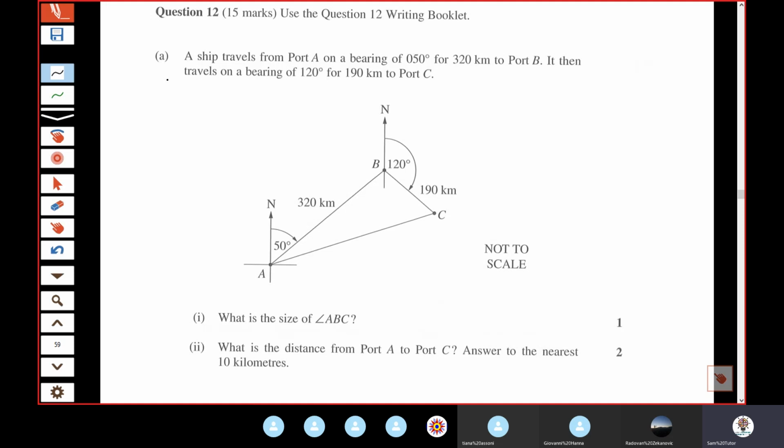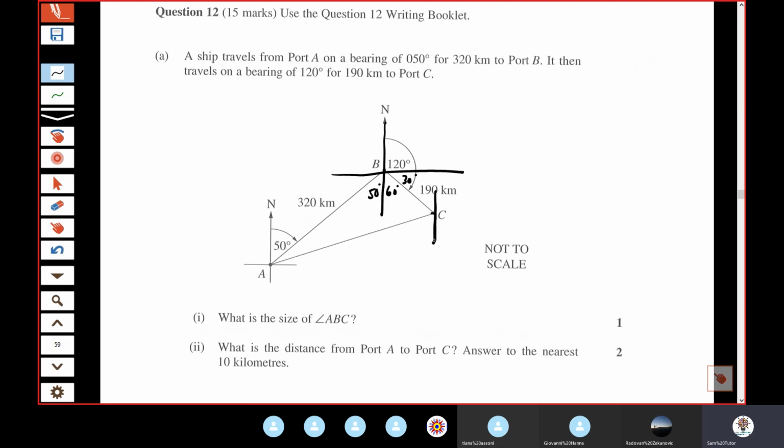Okay, my turn. Let's see how you went. A ship travels from port A on a bearing of 50 degrees for 320 kilometers to port B. It then travels on a bearing of 120. I will draw that. I know that means that's 30 degrees, and obviously this is 60 degrees. I know that's 50, so I know that's 50. See how this is always, if you guys have seen my working out, every single time I've done this, it's always been the same thing. I've never changed. It then travels on a bearing of 190 to port C.